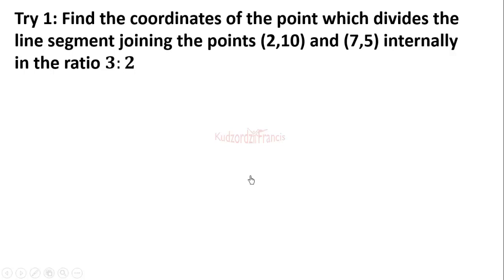Now, I would like you to try this one. Find the coordinates of the point which divides the line segment joining the points (2, 10) and (7, 5) internally in the ratio 3:2. I'm giving you just 1 minute to finish.